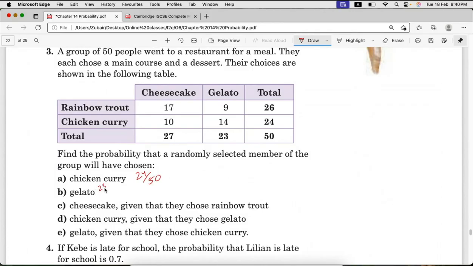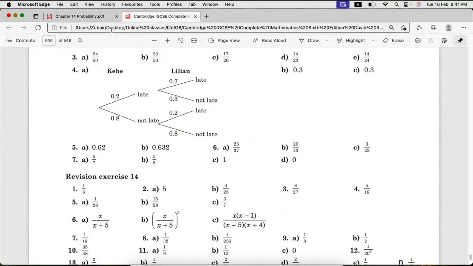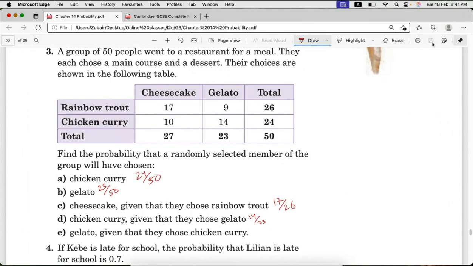Sorry, I missed your voice. B is 23 by 50, and C is 17 by 26. And D is 14 by 23. Okay, let's check these: B 23 by 50, 17 by 26, and 14 by 23. Very nice. Haris, are you getting the same answers, or do you want to discuss something? Then I'm getting the same. Okay.